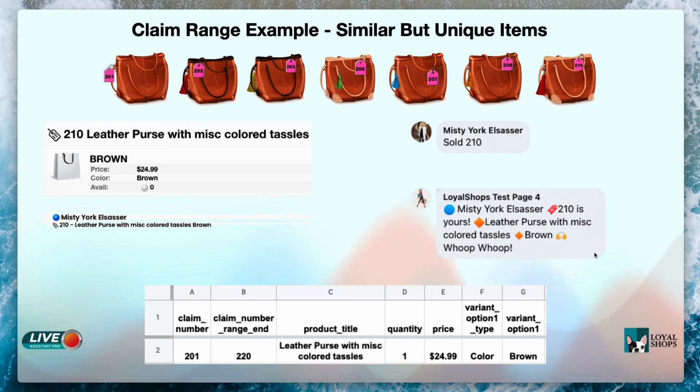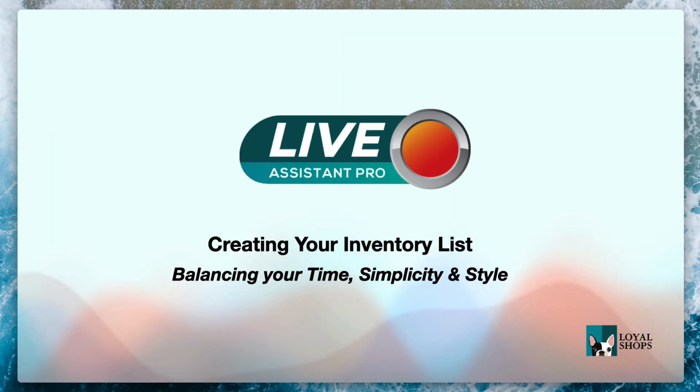All right, so that shows us how to do a single item that's not unique that I've got 20 of, versus having an item that's 20 of them, but they're slightly different, and how to do it very, very quickly with just one line of detail. That's what I wanted to show you today with creating your own inventory list.